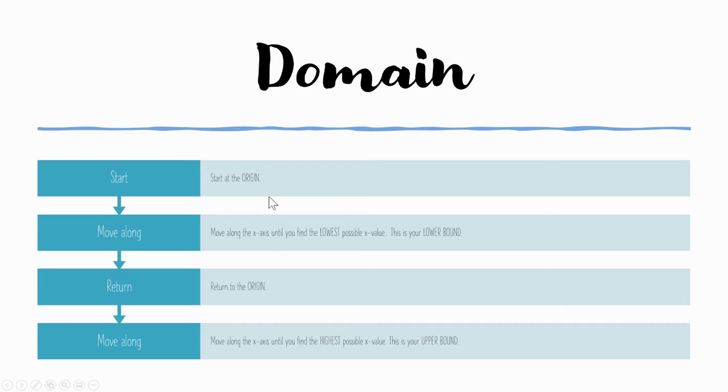You start at the origin and you move along the x-axis until you find the lowest possible x value. This is your lower bound. Then you return to the origin and you move along the x-axis until you find the highest possible value. This is your upper bound. So you have to be able to say that the domain goes from -2 to 2 on the x-axis. Now, your domain may go from negative infinity to infinity. There's no bound on it.